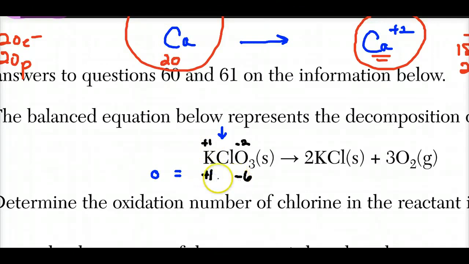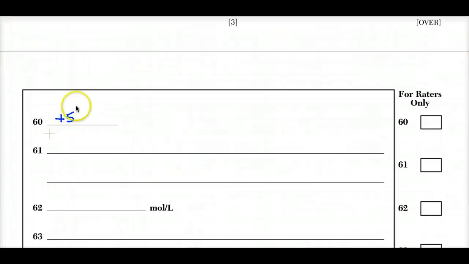What number plus a +1 and a -6 gives me 0? And you can think, whoa, that has to be a +5. And because there's only one chlorine, that number is +5 for the chlorine. It's as simple as that. So number 60, write +5. 5 would be acceptable, and of course that'd get your point.